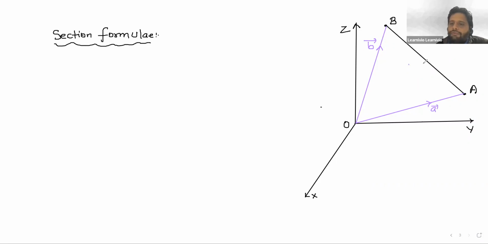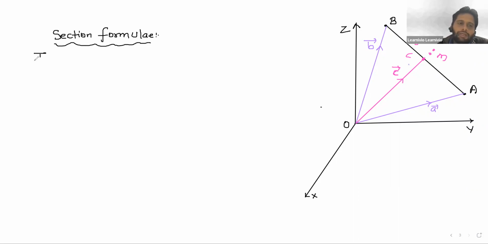Now you have a point C here. This point C divides this AB. This point C has the position vector C. It divides AB in the ratio of m is to n. You need to find the position vector of this point C. So I will write everything here.